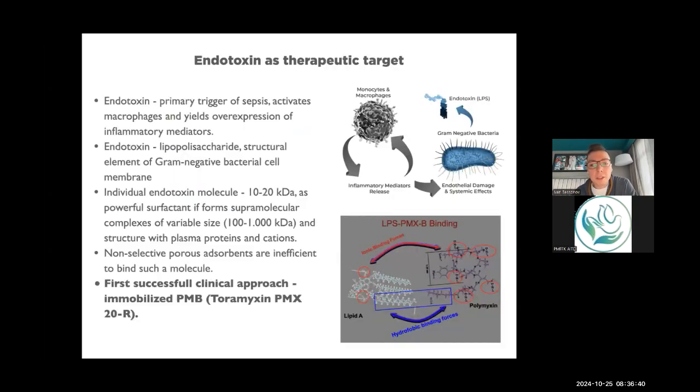And actually, this approach was explored first in the extracorporeal treatment of sepsis almost 40 years ago in Japan. There were introduced first generation adsorbers for treatment of sepsis, which were targeting endotoxin, the LPS molecule.